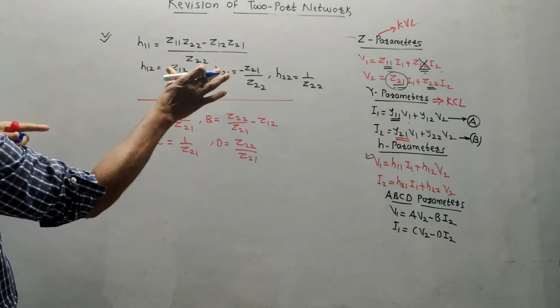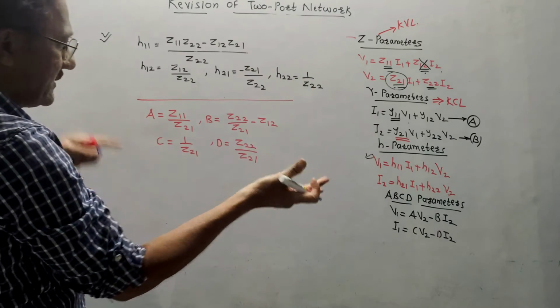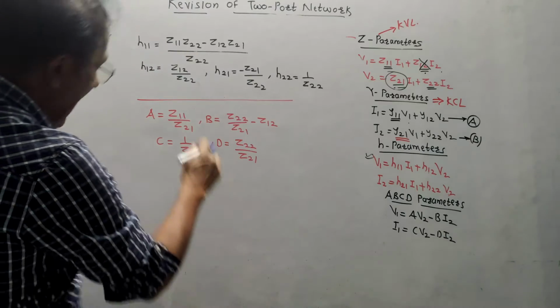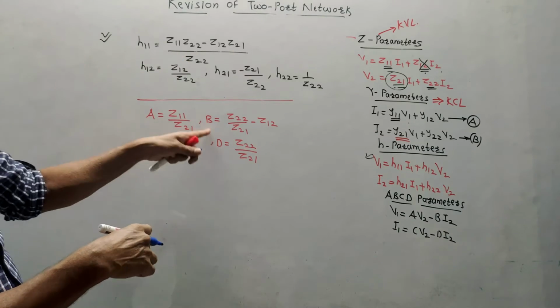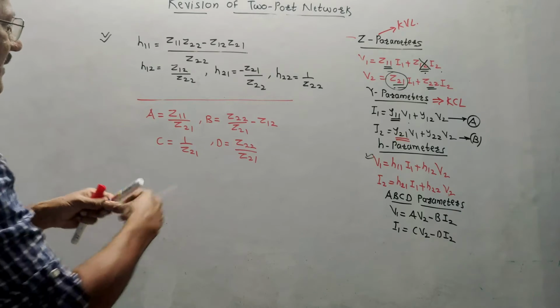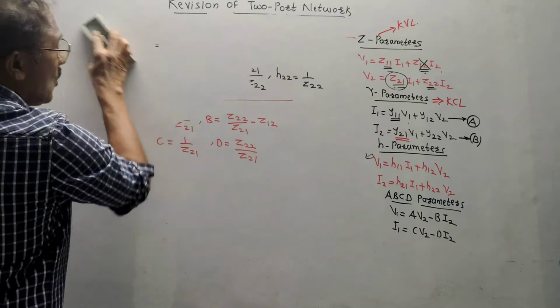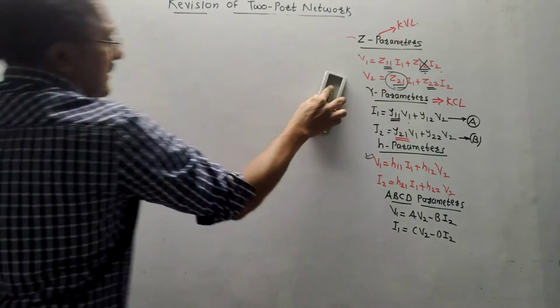So if you make use of this set of formulas, you will get the answers in terms of h parameters. Suppose ABCD parameters are asked, again do the calculation of z parameters and make use of this formula. A is z11 upon z21 and so on. Likewise, you can calculate other values like A, B, C and D. So this is the way how to solve numericals as far as the network parameters are concerned.